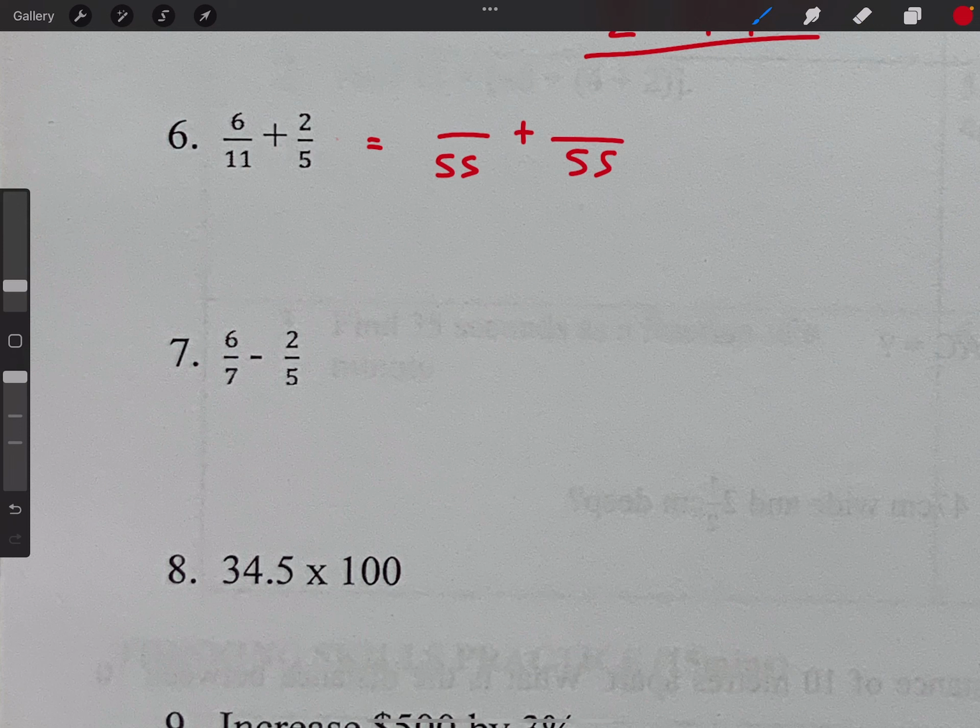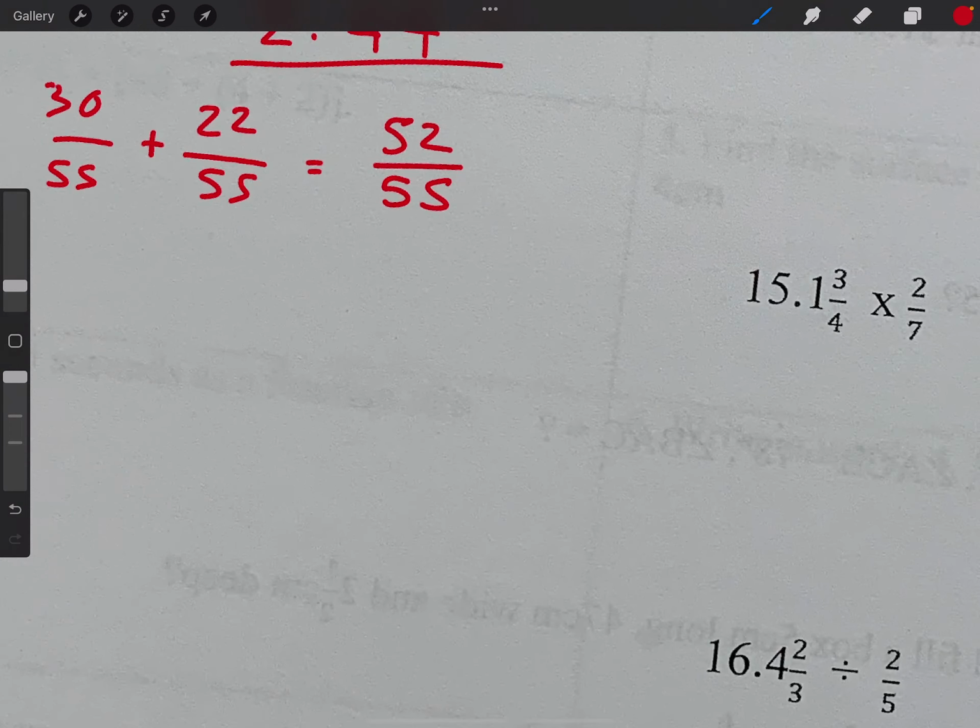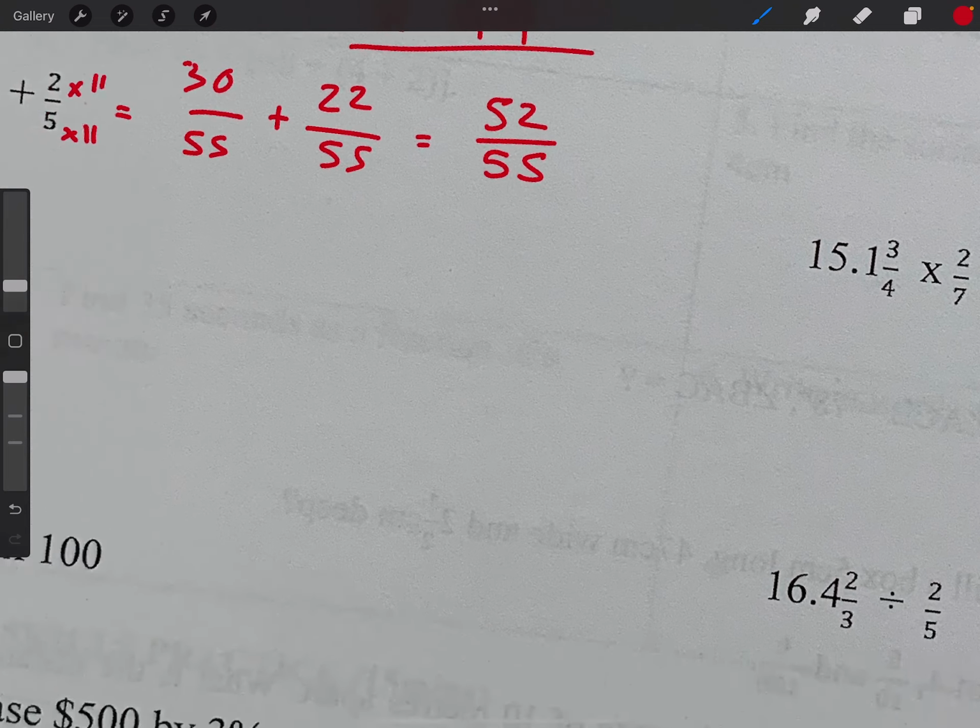So if you want to make 11 to 55, you times it by 5. Times it by 5, you get 30. To make 5 into 55, you times it by 11. You times this by 11, and you get 22. Okay. So obviously, you add it together, you're going to get 52 over 55. Can we divide it by anything? No. Okay, just leave it at that.